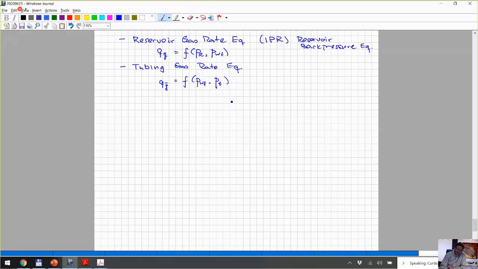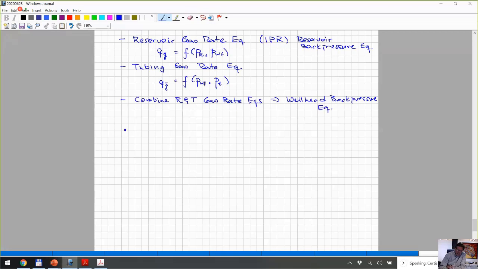And then we'll briefly, ever so briefly, combine the reservoir and tubing gas rate equations to get what Mike Petkovich, actually the whole ex-Phillips kind of people, would call just the wellhead back pressure equation or performance.